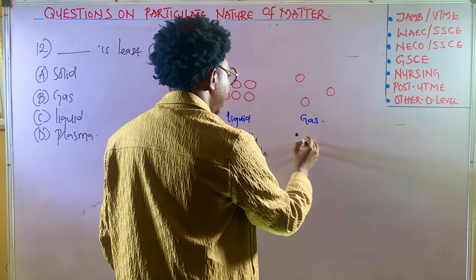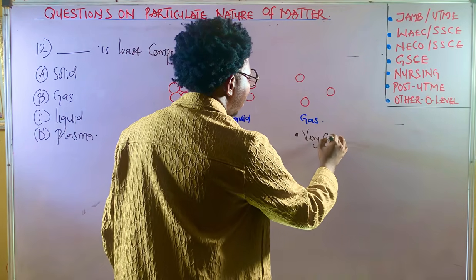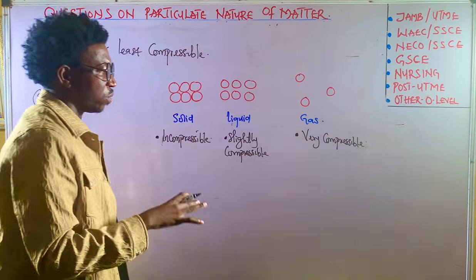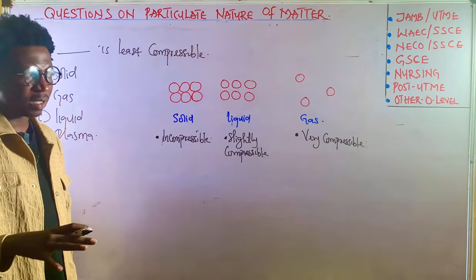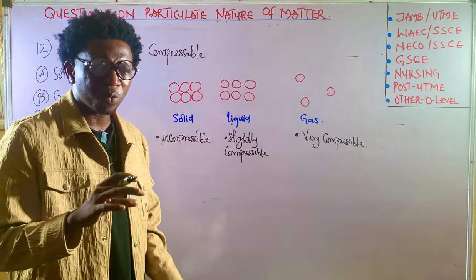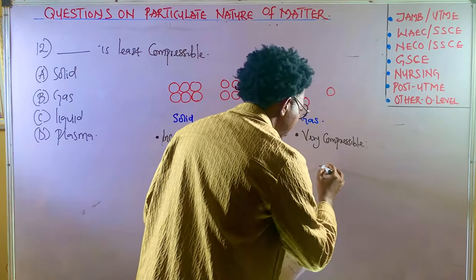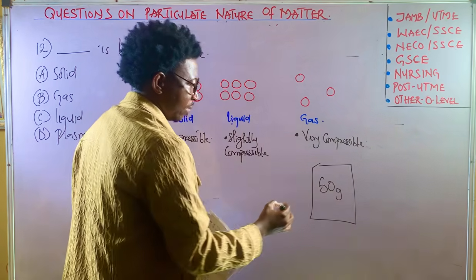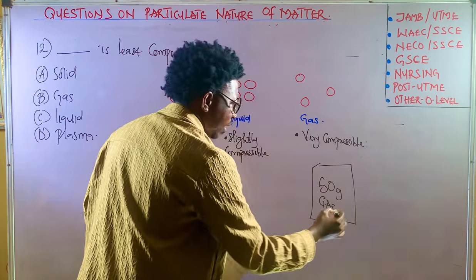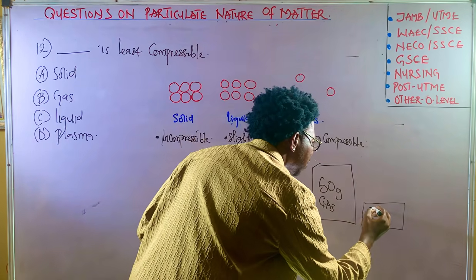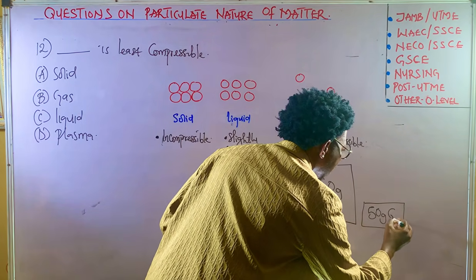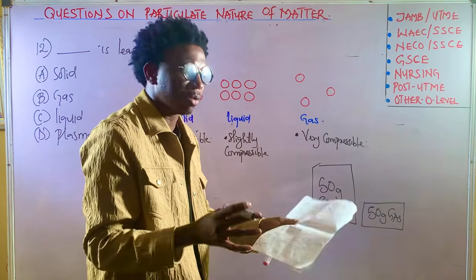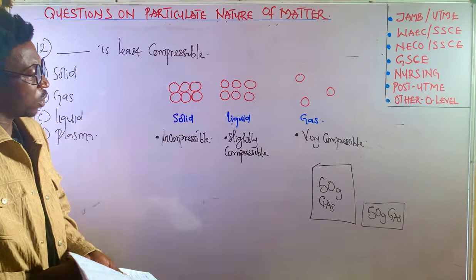Why? Because we have little space between the particles. Gas is very compressible. Why? Because we have large intermolecular space. That is why a gas can occupy a small volume. Now you see this big volume, I can put 50 grams of a gas. Now inside this small volume, I can still put 50 grams of that same gas. Why? I will compress it into this place. I'll try to reduce the space between the particles of the gas.